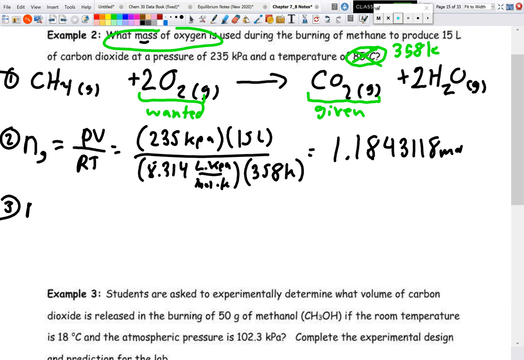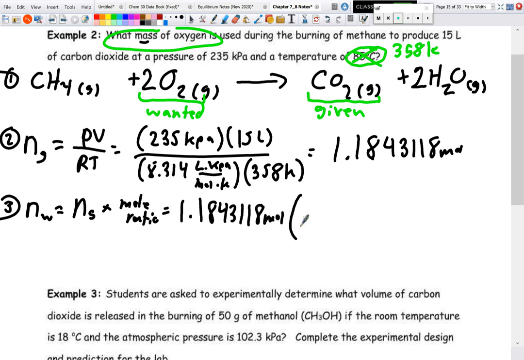Now our third step, number of moles of our wanted is equal to number of moles of our given times our mole ratio. Step 3 is always going to be the same, so number of moles of our given, we just solve for. Sorry, I meant to actually write down the number there. So we go 1.1843118 mole times our mole ratio. So remember, mole ratio is the coefficient of our wanted over the coefficient of our given.